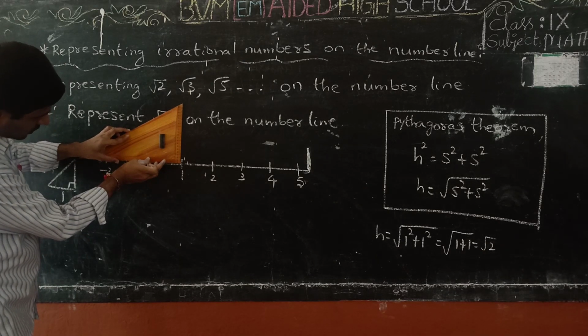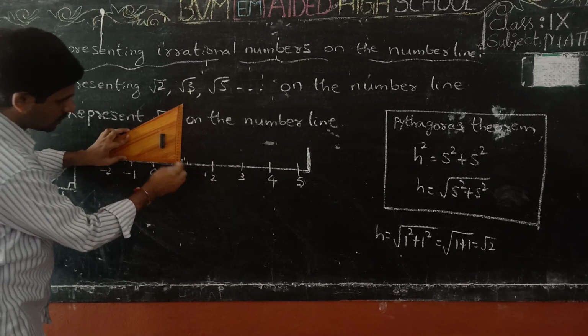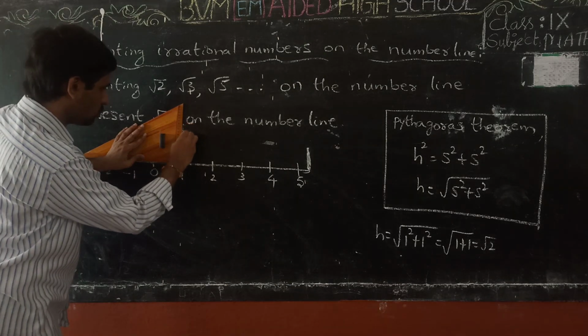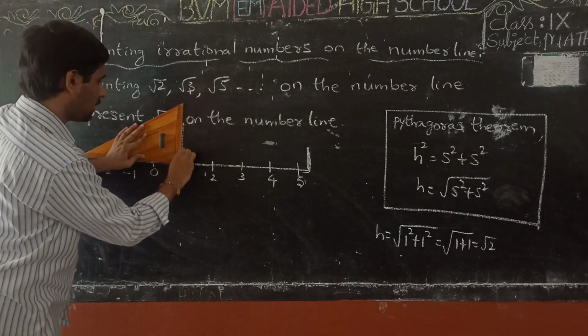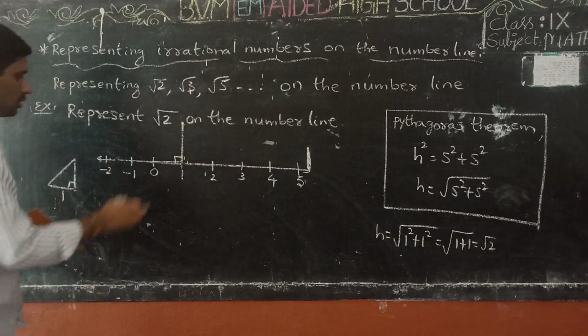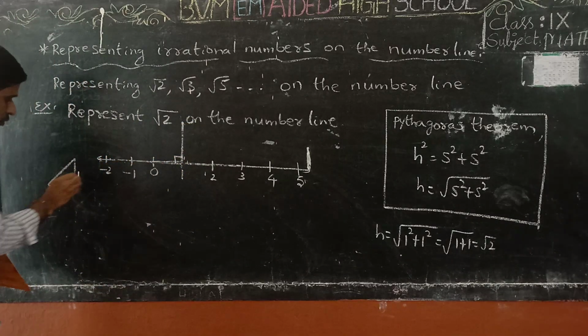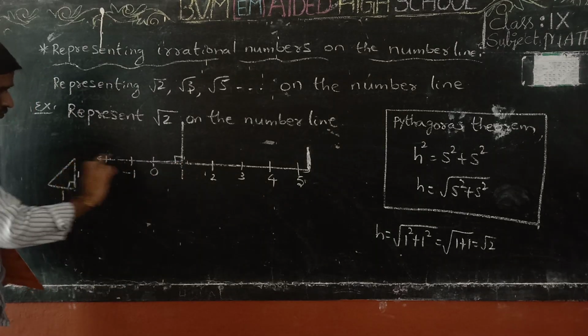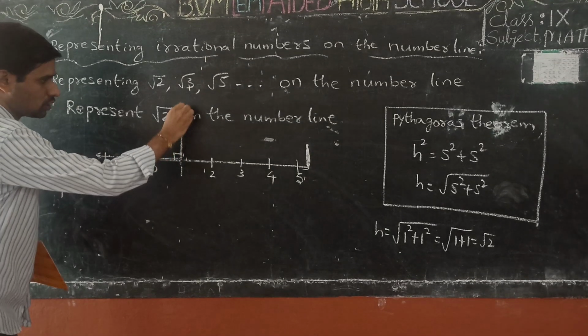Place the base on the number line like this. Draw a perpendicular line to make a right angle triangle. So this is a perpendicular line. If this is 1 unit, this should also be 1 unit. This is not 1 unit, this is more than 1 unit.